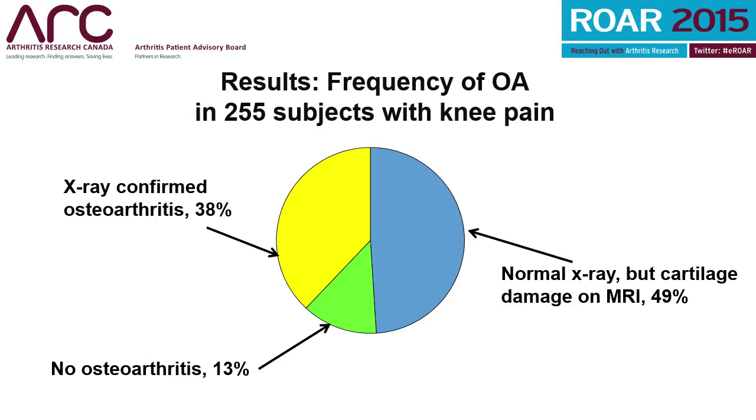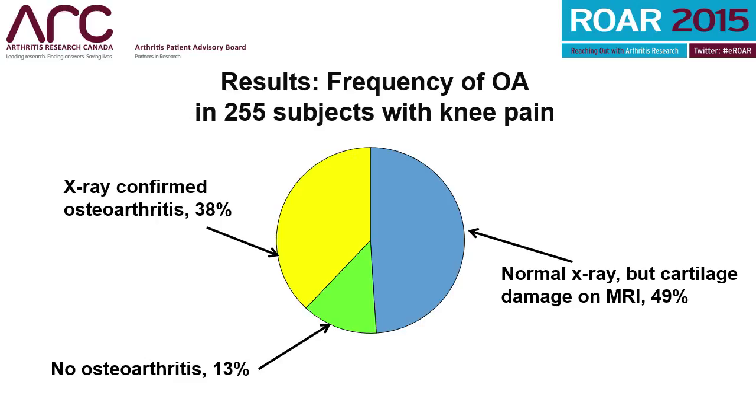And here are some results. What we found was that osteoarthritis, defined when you look on MRI, is actually very common. We had 38% of people that had X-ray confirmed osteoarthritis in the 255 people in the study. On the other end of the spectrum, the smallest piece of the pie in green showed that 13% had no osteoarthritis. That is, they had completely normal X-ray and completely normal cartilage on MRI.